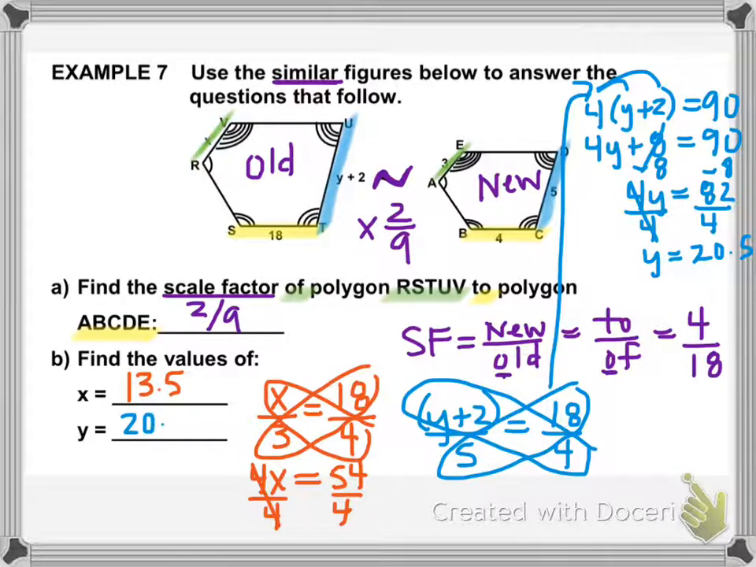20.5. You could also write this as a reduced fraction, 41 halves. All right, now if I take that x, 13.5, and I multiply it by 2/9, I will get 3. If I take that y of 20.5 and I put it here, and I add 2 to it to get 22.5, and I multiply by 2/9, I will get 5.